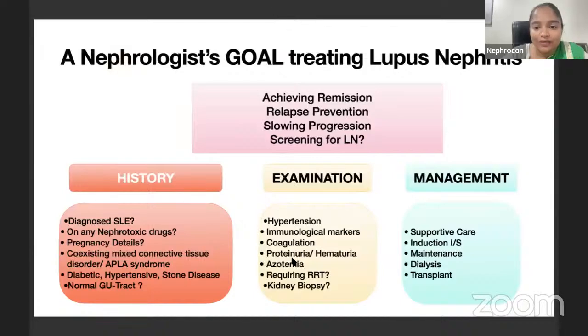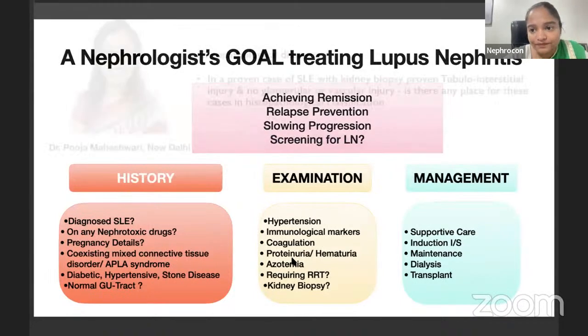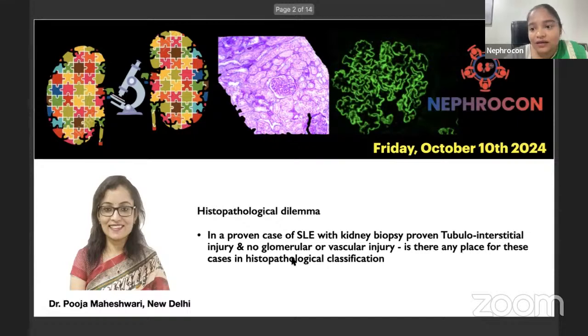But before the panel discussion, I have one question for you. The histopathological classification focuses a lot on the glomerular and vascular lesions. In a proven case of SLE with biopsy-proven tubulointerstitial injury, is there any place for these cases in the classification? There have been cases where SLE, ANA is positive, dsDNA is positive, but no glomerular lesion, just some tubulointerstitial injury reported on biopsy.